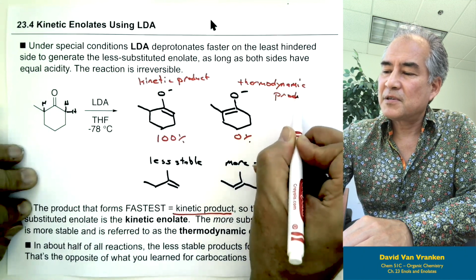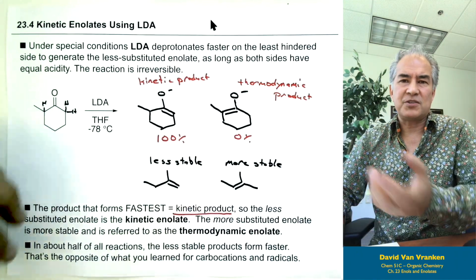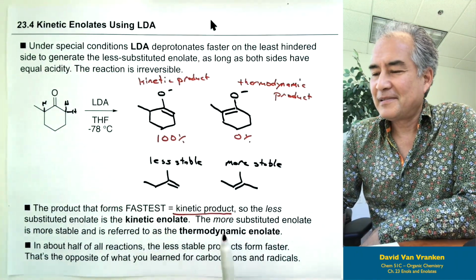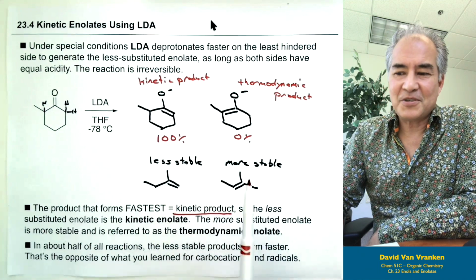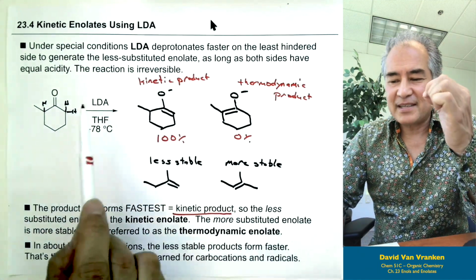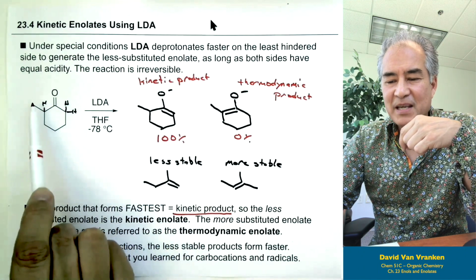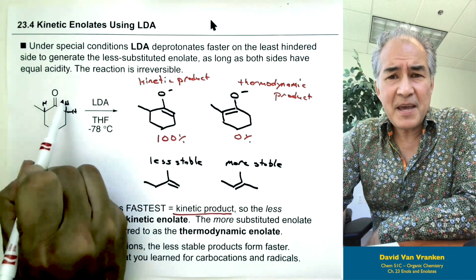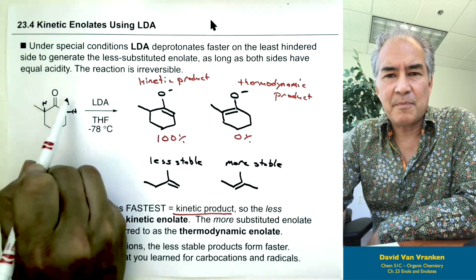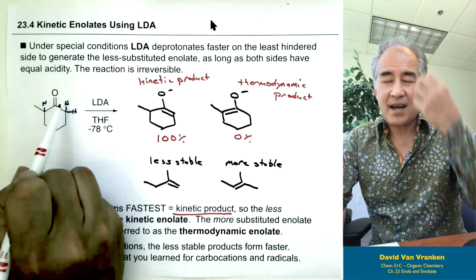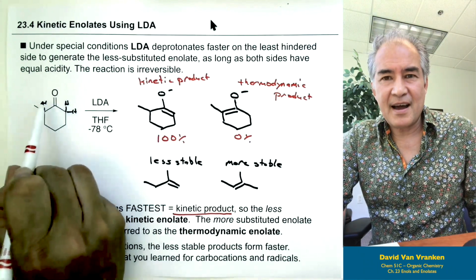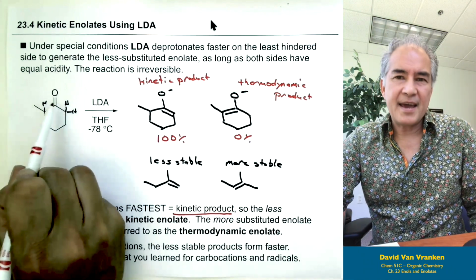So sometimes we refer to this as the thermodynamic enolate. It's the more substituted enolate. More substituted alkenes are more stable. More substituted enolates are more stable. So LDA, the steric hindrance of those isopropyl groups, makes it possible for it to be very picky and choosy about picking a proton off of the less hindered side. This is only true when the H's on both sides have the same pKa, essentially.